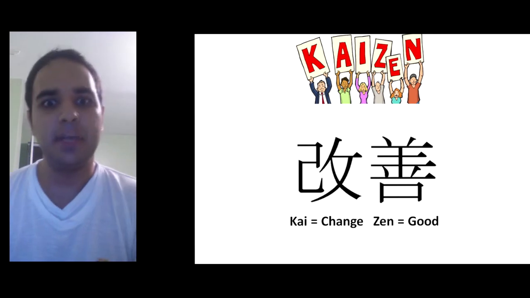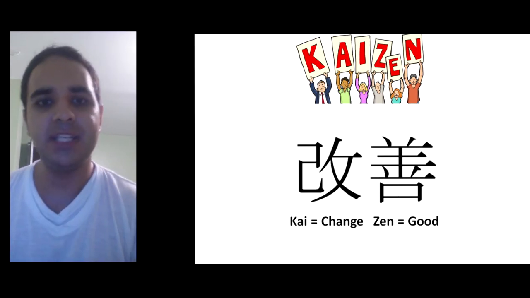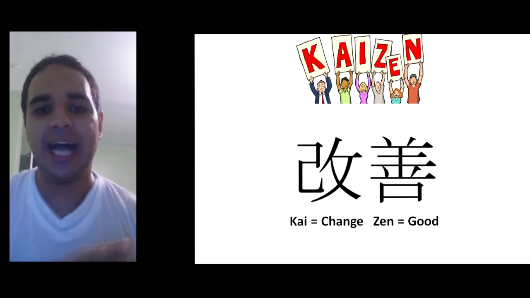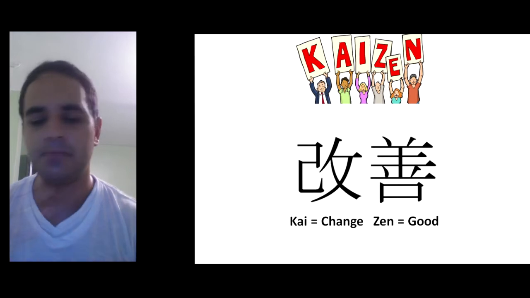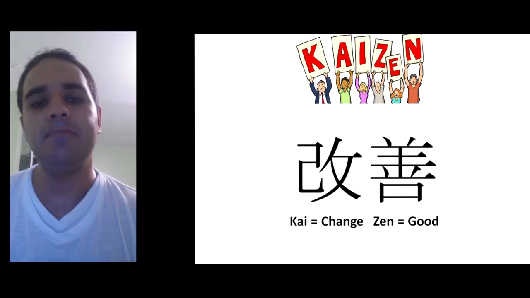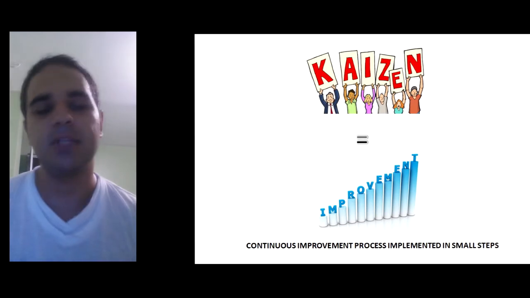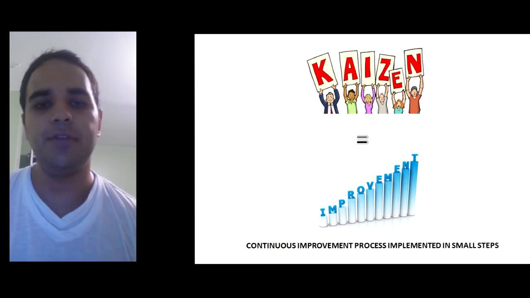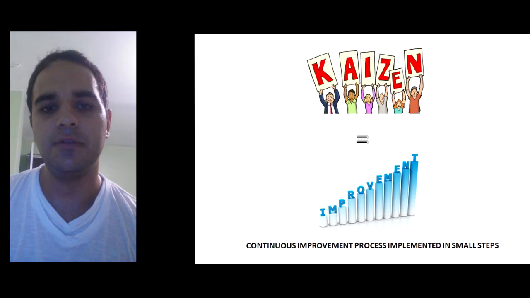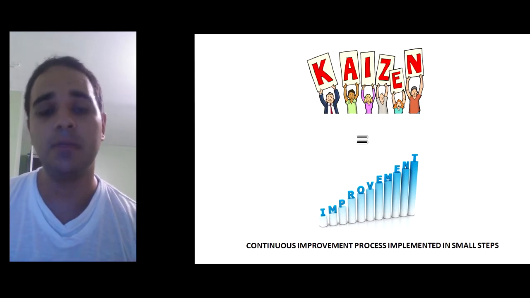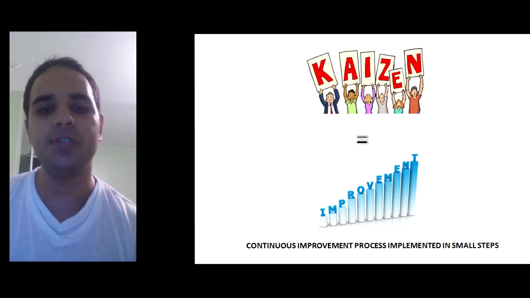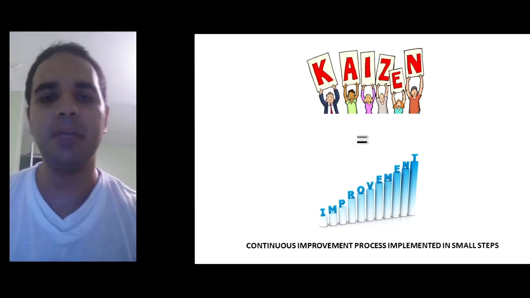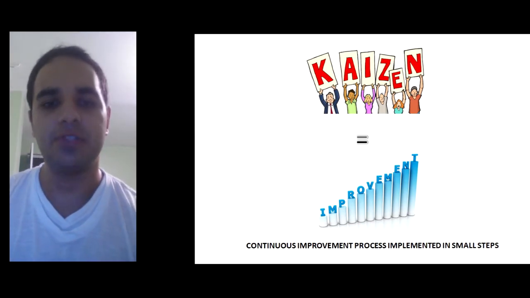So Kaizen is a Japanese word which can be separated into two words. Kai means change and Zen means good. So good change. The concept of Kaizen basically states that if you have a problem, you can fix or eliminate that problem by implementing improvements over time in small steps. So basically it's a continuous improvement process implemented in small steps.